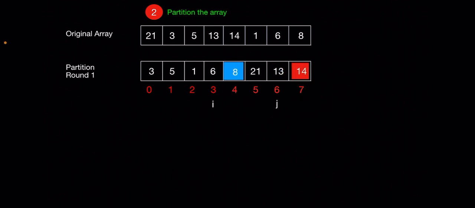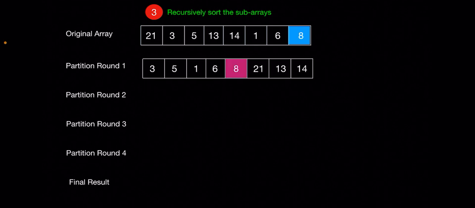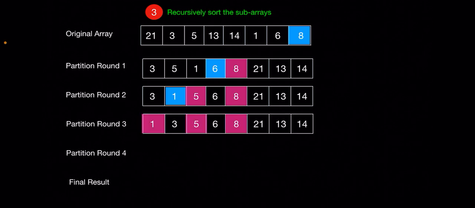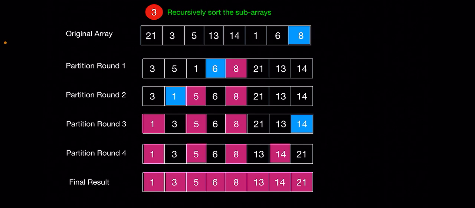After comparing all elements, we swap the pivot 8 with the element at I plus 1, which is 14. Now the array looks like 3, 5, 1, 6, 8, 21, 13, 14. The pivot 8 is in its correct position and the array is split into two parts. Next we apply the same steps recursively to the left and right subarrays. We keep repeating the partitioning process until each subarray has only 1 or 0 elements, and at that point the entire array will be sorted. As you can see on the screen, the array is already sorted and we have the final result.